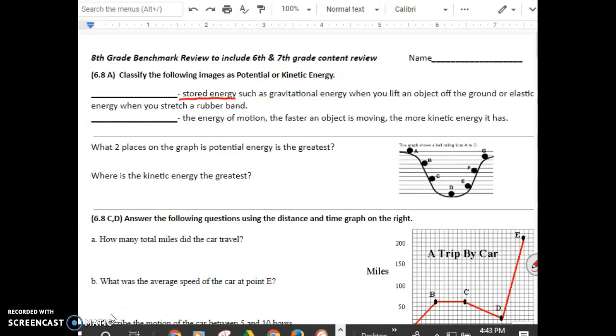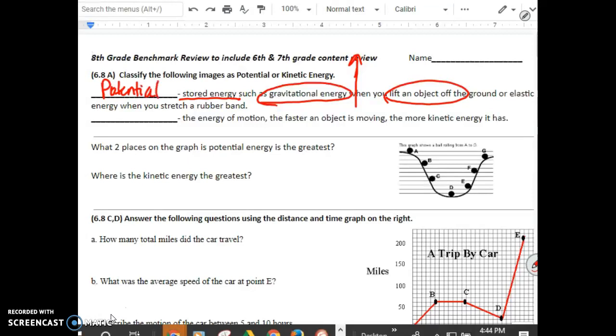So here I've got stored energy. Gravitational energy here tells me that it has to do with how high something is. When you lift an object off the ground, again, it has to do with height. Or elastic energy, when you stretch a rubber band. So all of that is stored energy. That is considered potential energy.